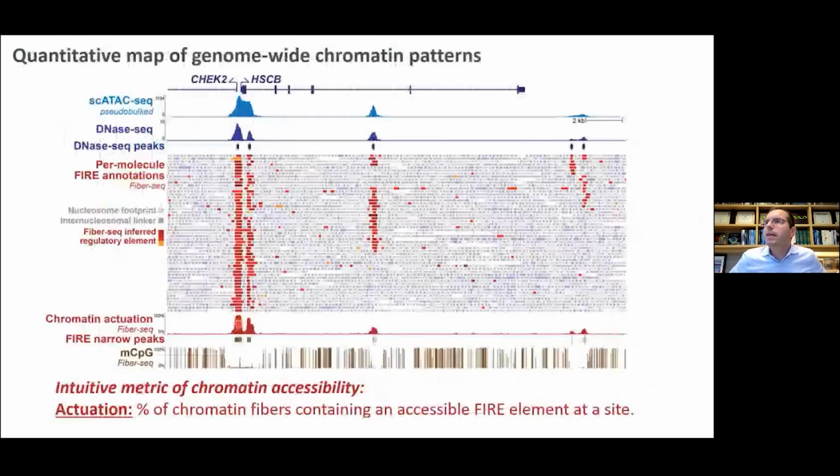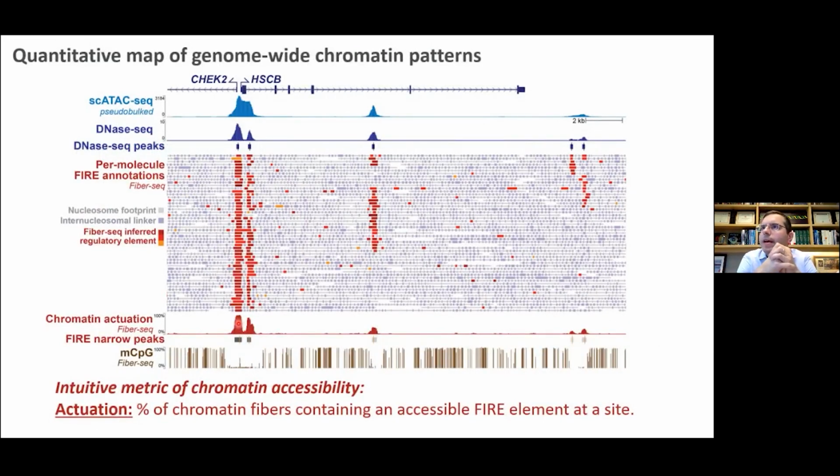But really one of the major benefits of this, in addition to the fact that this is haplotype resolved, is that we get this per molecule assessment of chromatin accessibility. What this enables us to do is, really for the first time, have an intuitive metric of chromatin accessibility. What I mean by that is, historically, when you look at, say, ATAC-seq or DNase I, you're just able to say this peak is taller than this one, but the actual unit measure of a peak doesn't really have any intuitive sense.